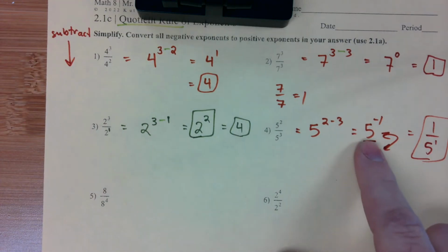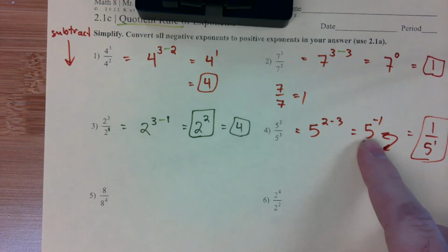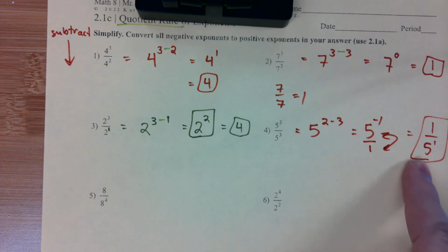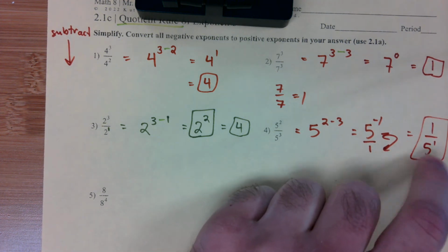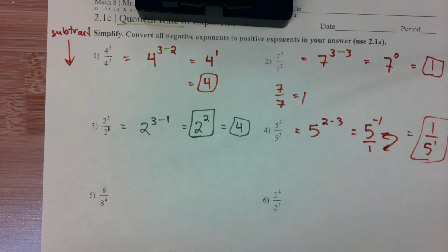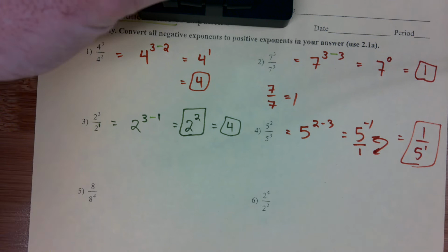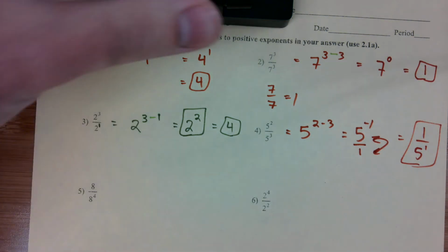So if you stop at 5 to the negative first power on the test, that's only going to be partial credit, because if you stop here and don't take it a step further, that shows me that you don't remember 2.1a. Okay, so we got to make sure that we're building on all of our topics as we go, and not just learning it, doing the worksheet, and forgetting about it.